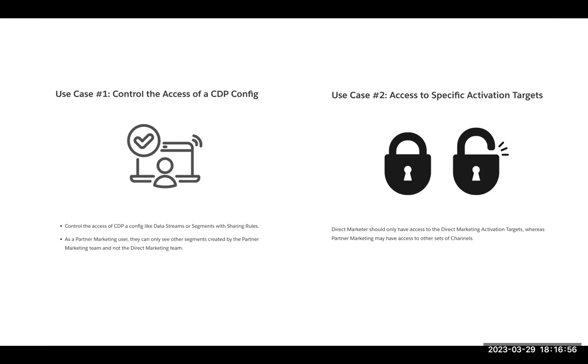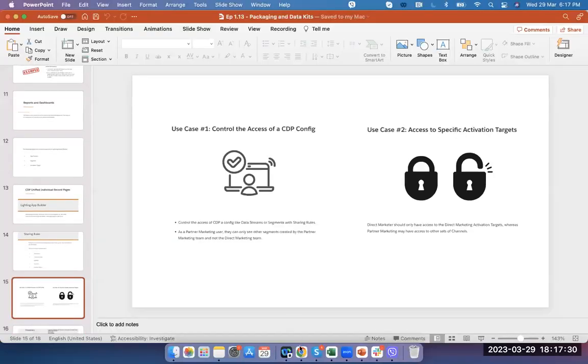So we should categorize some of the segments, because at the enterprise org level you can see a lot of segments coming from different teams. You should have the flexibility to define sharing settings and access controls for what the person can view. The other thing is, from a digital marketing standpoint, there are some activation targets, whereas the partner manager can have access to another set of channels like email, mobile, and push, and all this stuff.